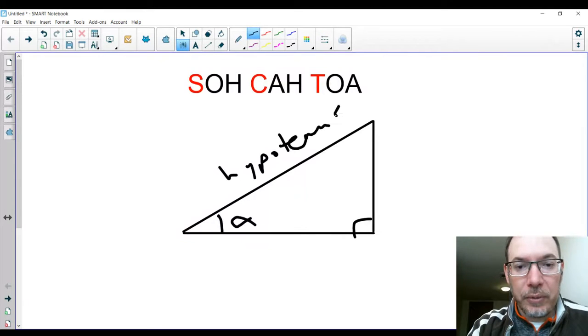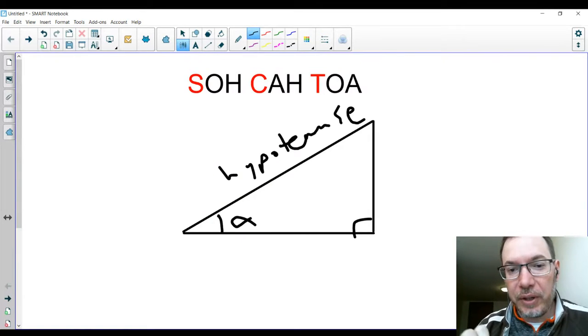Pardon my handwriting, but I'm drawing on my laptop screen and it doesn't like it very well. But the hypotenuse is always your longest side. And our hypotenuse is always the side opposite your right angle. Opposite means it's directly across. So if you were to draw a line from here to here, that is the side opposite. The opposite of our right angle is the hypotenuse.